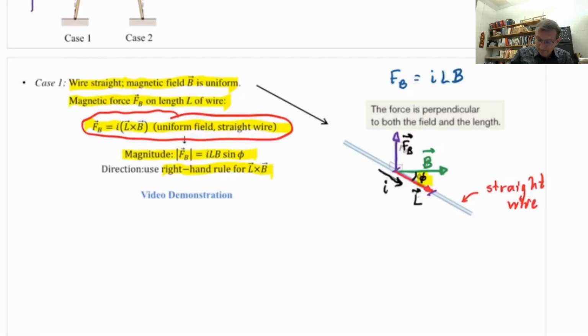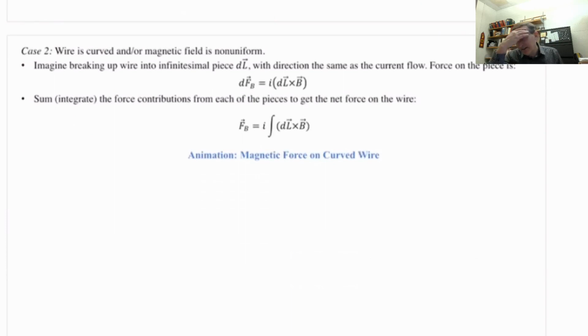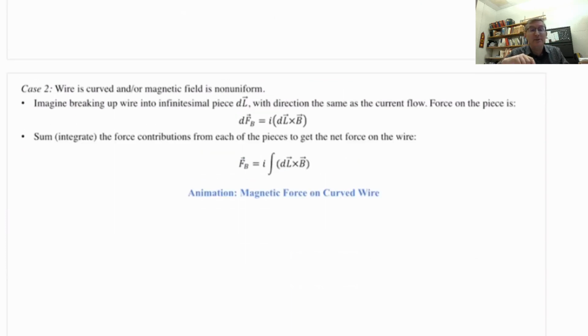Now let's go on. There is another case we need to be aware of that's a bit more complicated. Of course, there's always a complication, isn't there? So we'll call it case 2. And it's really a grab bag, a catch-all for anything that isn't case 1. So case 2 would be the case where the wire is curved, right? It's not straight. And/or the magnetic field is non-uniform.